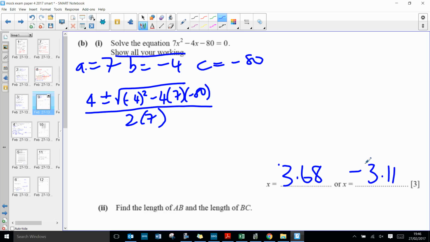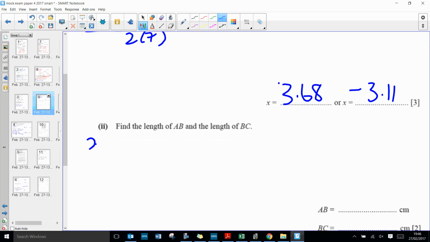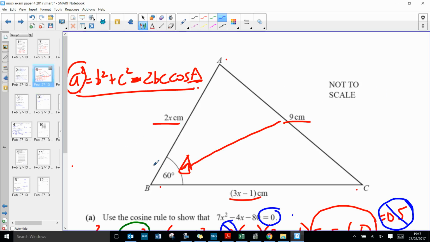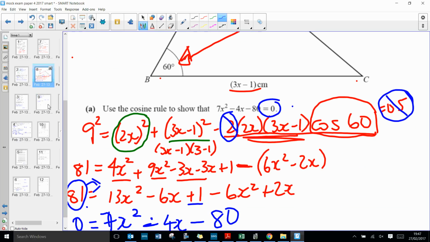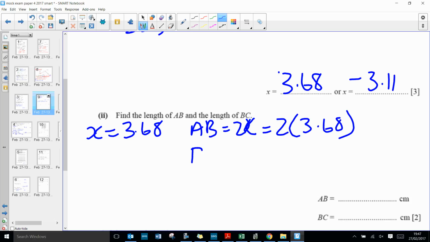Find the length of AB and BC. Well, obviously, if x is representing a length, we cannot have a negative length. So x has to be 3.68. Going back to the original question, AB is represented by 2x, which is 2 times 3.68, and BC is 3x minus 1, which is 3 times 3.68 minus 1. I can't remember what they are, you can just work them out, and that's what goes here.